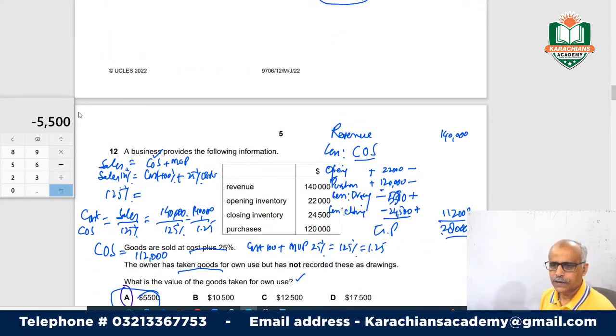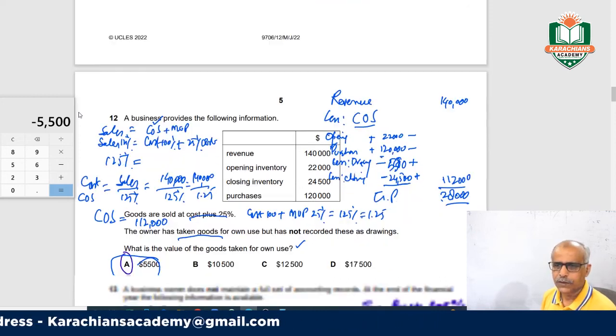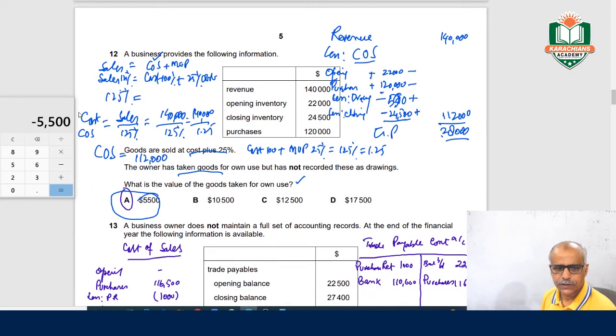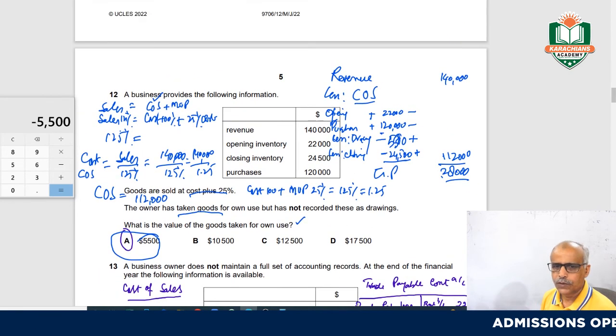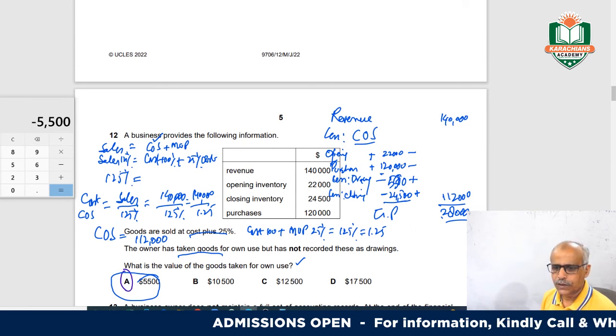I think this is having some problems. So before starting question number 13 and 14, let me fix this issue. The screen is not stationary, static. So let me fix this issue.